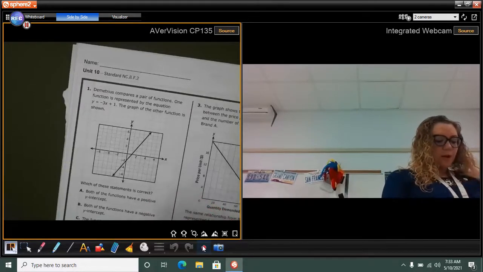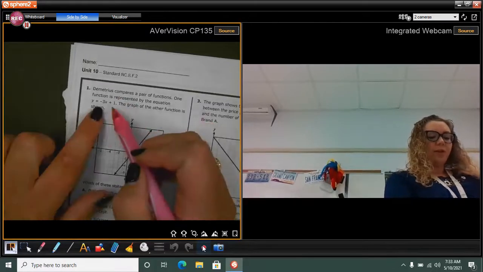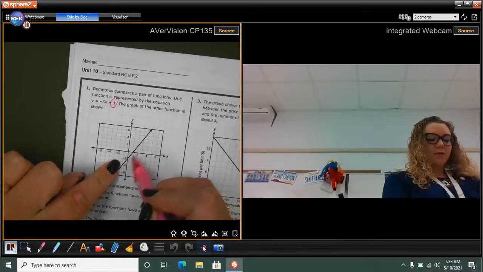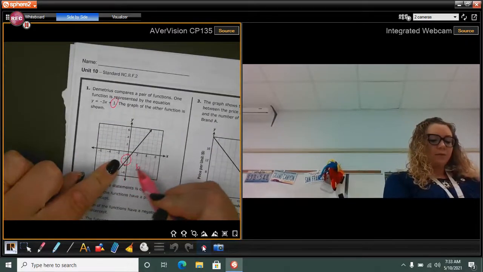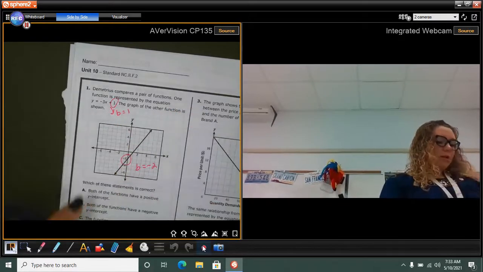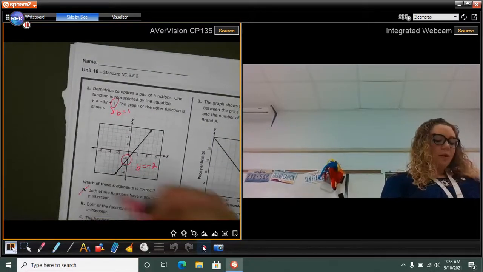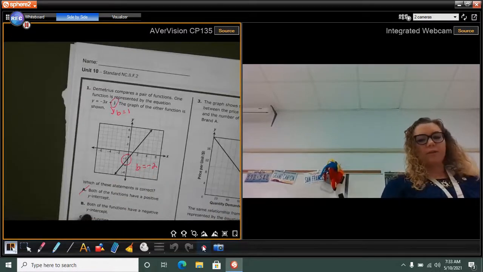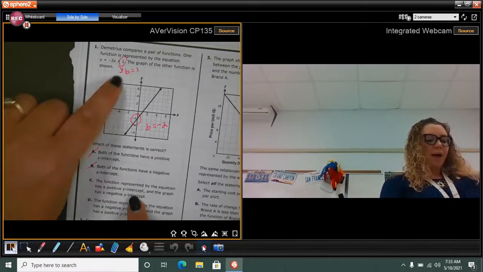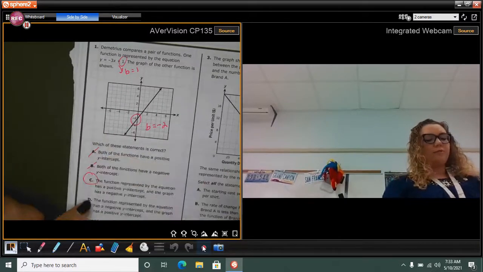If I look, they're all talking about my y-intercept. So I'm going to find my y-intercept for both. For the equation, what's my y-intercept? 1. For my graph, where does it cross the y-axis? Negative 2. So let's read. Both functions have a positive y-intercept. Are they both positive? Nope. Both functions have a negative y-intercept. Are they both negative? No. The function represented by the equation has a positive y-intercept, and the graph has a negative. Yes, that is true. My answer is C.